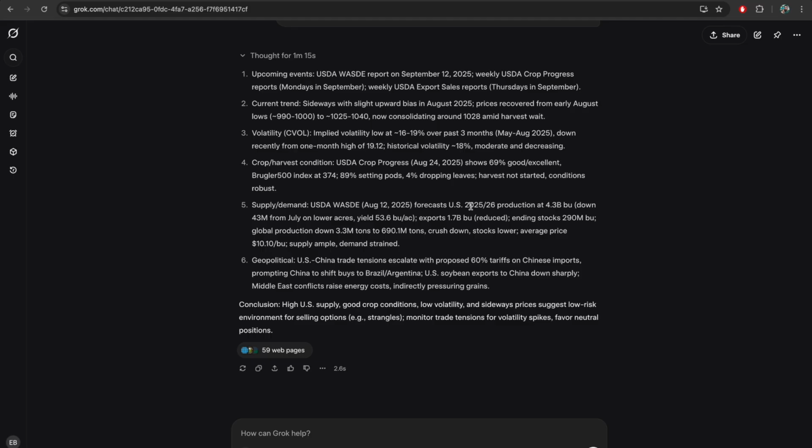So the forecast for production is 4.3 billion bushels, down 43 million from July, and the yield is pretty high, exports, and so on. Now let's see here, crush down, stocks lower, average price. So the supply is ample and the demand is strained. So this is exactly what I just talked about based on my own research.